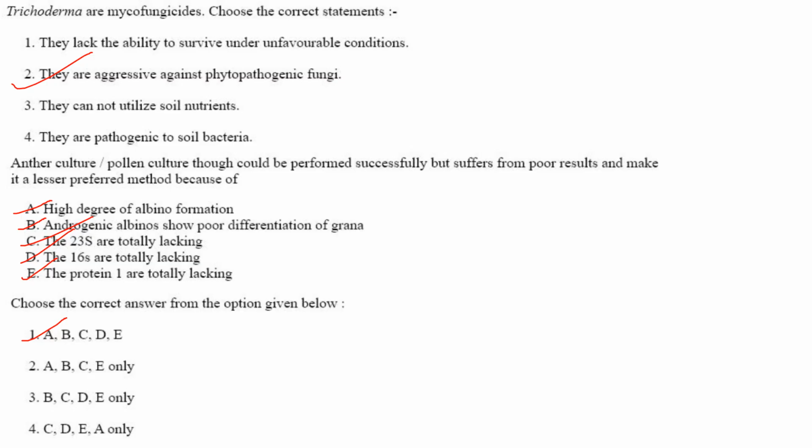Then next one. Trichoderma are mycofungicides. Mycofungicides means that they are fungi that kill or inhibit other fungi. They lack the ability to survive under unfavorable conditions. No, they can survive under unfavorable conditions, that is drought or temperature extremes. They are aggressive against phytopathogenic fungi.